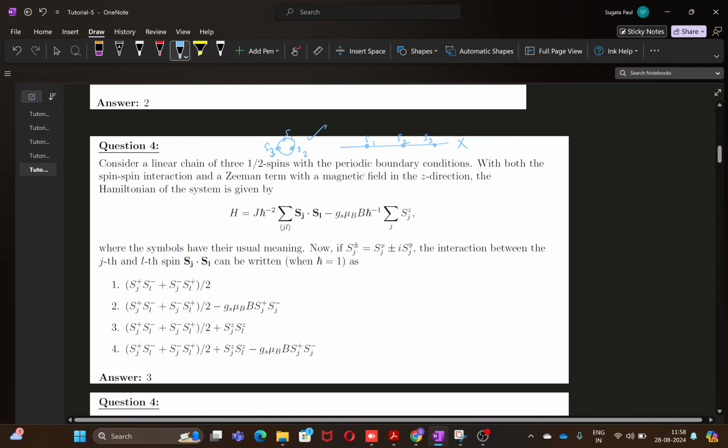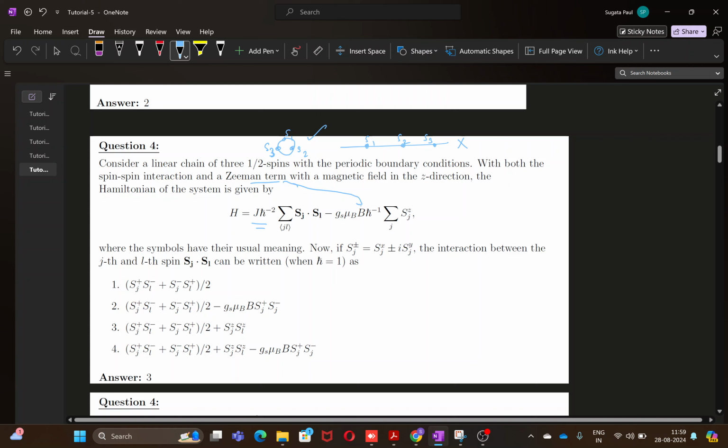Now with both the spin-spin interaction and a Zeeman term with a magnetic field in the z direction, the Hamiltonian of the system is given by, so the first term is known from the spin-spin interaction term, nearest neighbor, and the second term is minus g_s mu_B B by h cut, sum over j S_jz. So this is your Zeeman term that is explained over here.